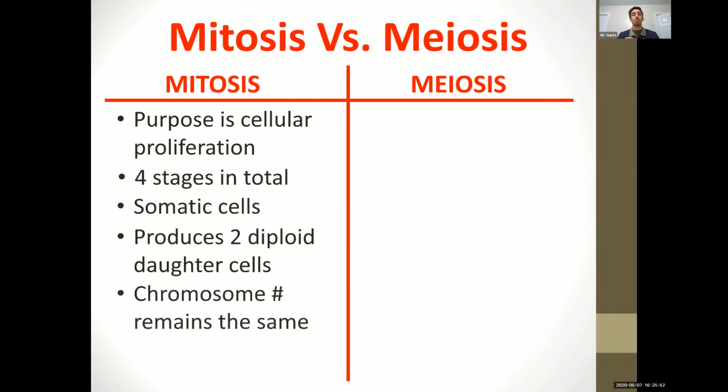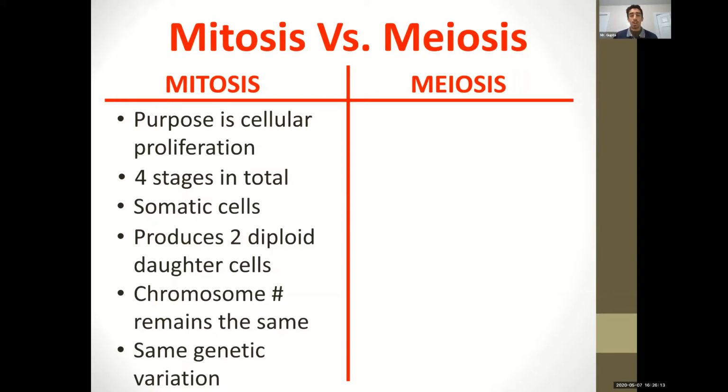And finally, the chromosome numbers remain the same. Once mitosis occurs, the chromosome numbers are not changed. And mitosis also results in no change in the genetic variation. The cells that are made, they are identical. They have the same genes, the same genetic variation.